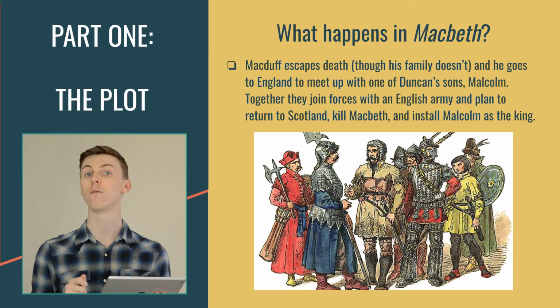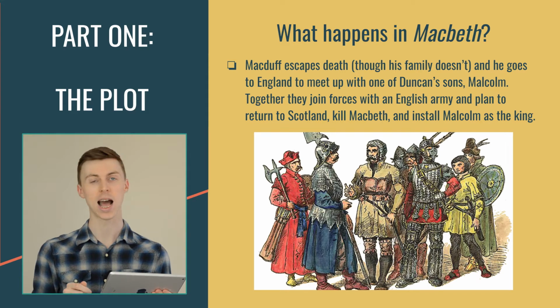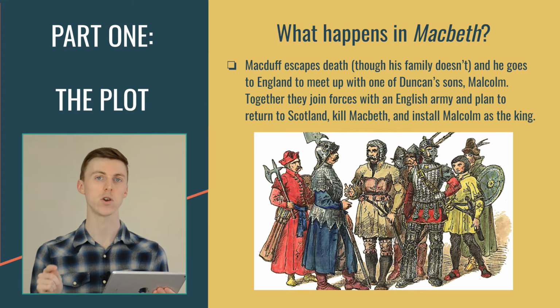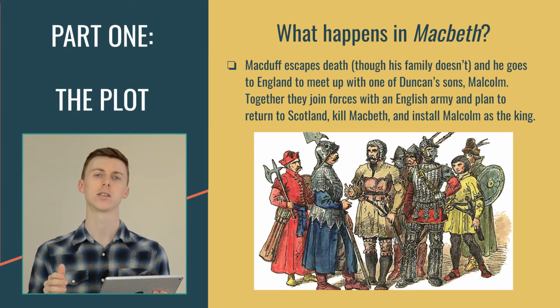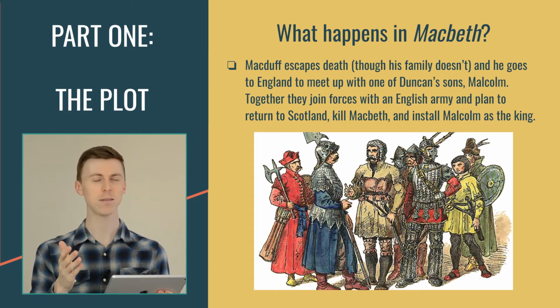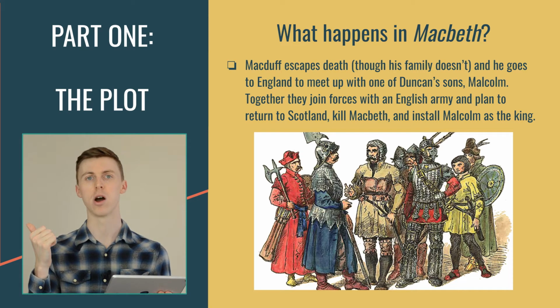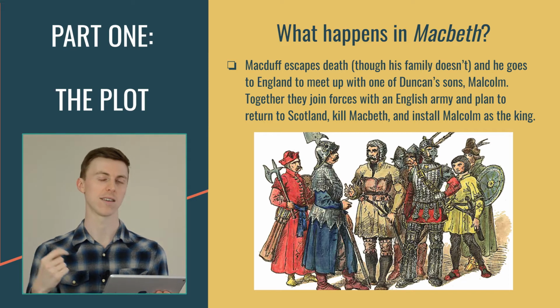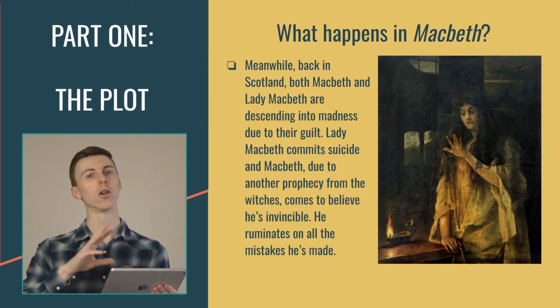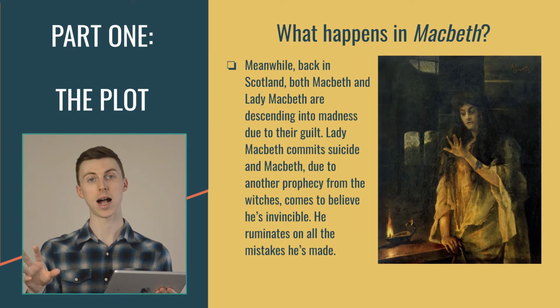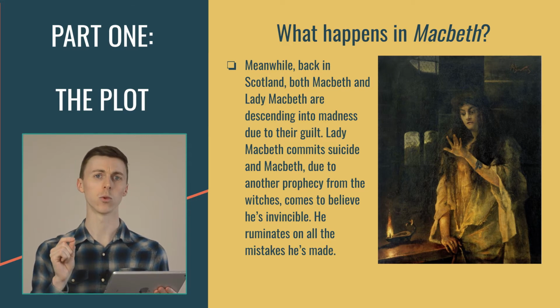Malcolm has been in conversations with the English king and has managed to get a few English soldiers to come with him so that he can go back to Scotland, kill Macbeth, boot Macbeth off the throne, and install himself as the rightful heir. Now, while all this is going on in England with Macduff and Malcolm, back in Scotland, things are taking a turn for the worse.